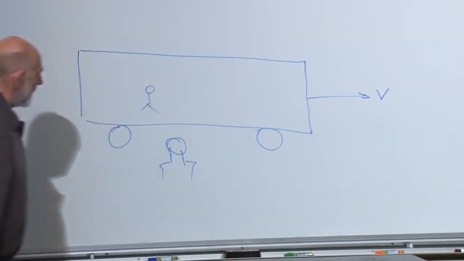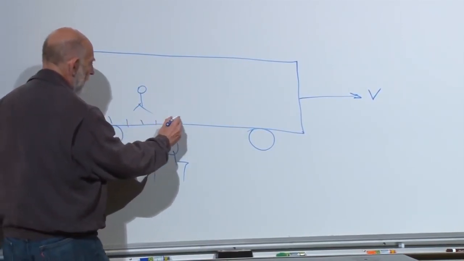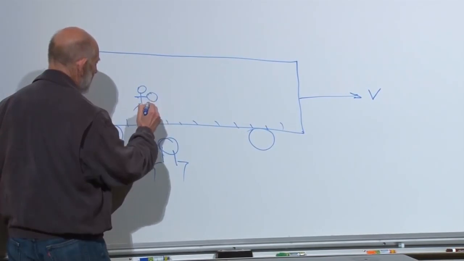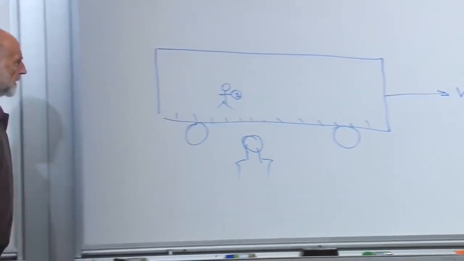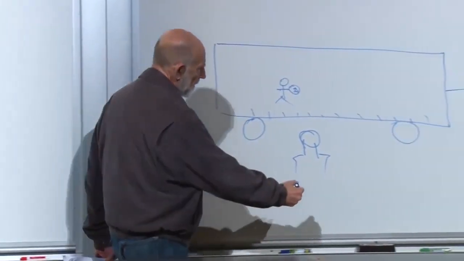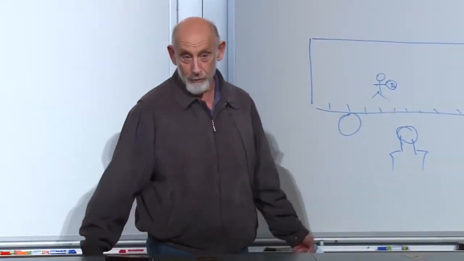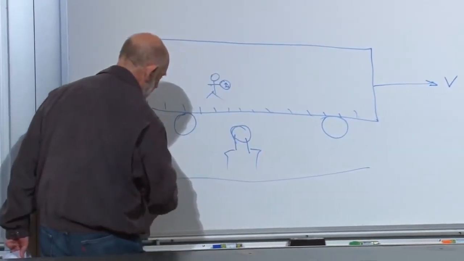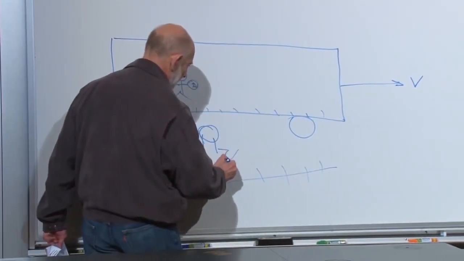The observer in the train has meter sticks, and the meter sticks can be laid out on the floor here to form a grid. The observer also has a timepiece, a clock. Likewise, the observer at rest, well, at rest with respect to whom? At rest with respect to the station. The observer at rest with respect to the station also has his meter sticks laid out and also has his timepiece.